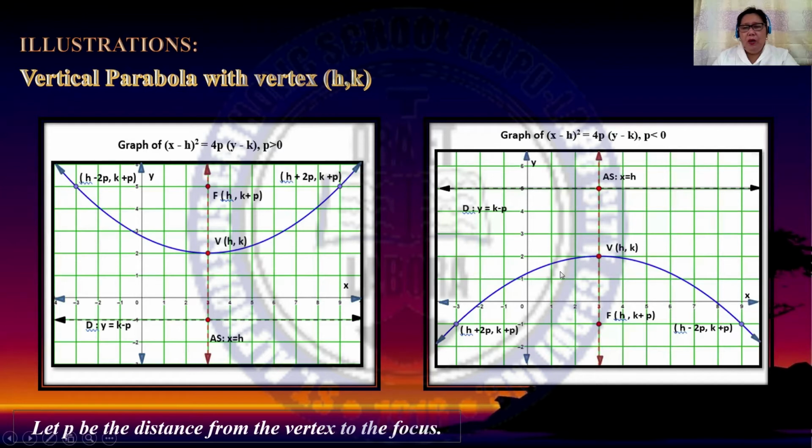And for the parabola opening downward, if this is the vertex, you count 3 units here if that's the value of your p. So this is the focus. From the vertex, you count 3 units and you draw your directrix. And from here to here, that's equivalent to 2p. From here to here, that's 2p. Or simply from one endpoint to the other endpoint, that's equivalent to 4p.